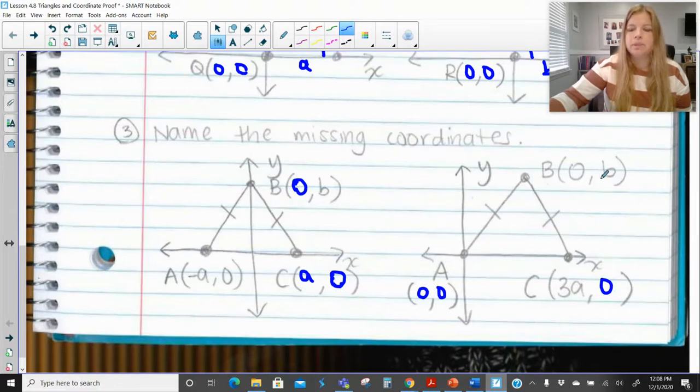Oh, I have a mistake here. I don't know why I have 0. That is not supposed to be there. That was supposed to be a blank space. So let me undo that.